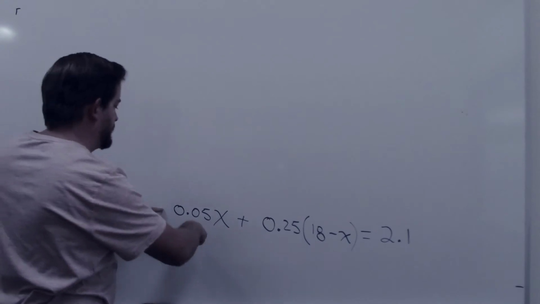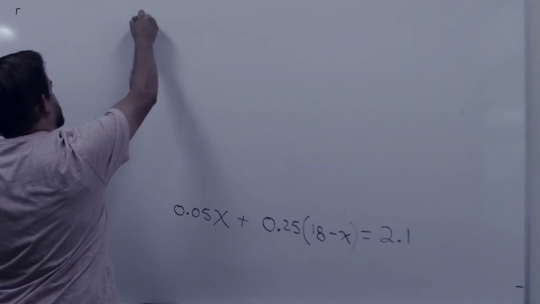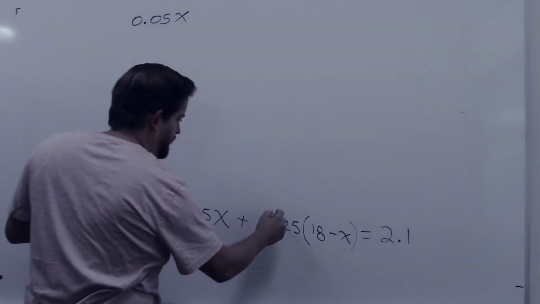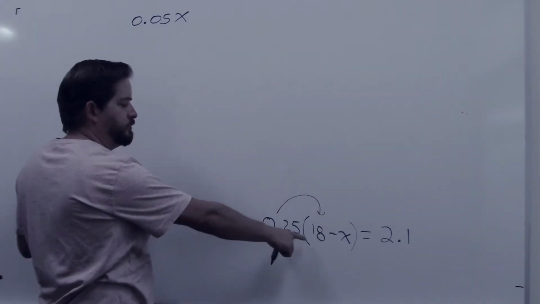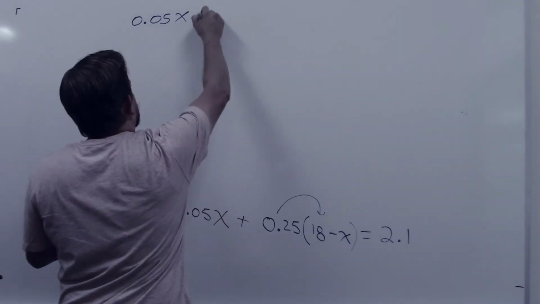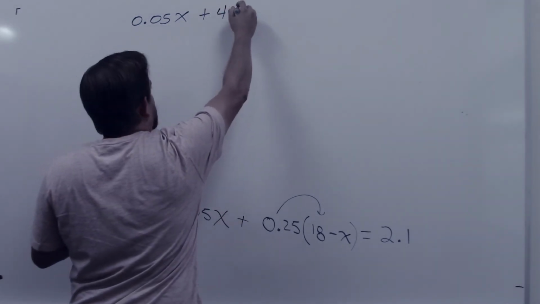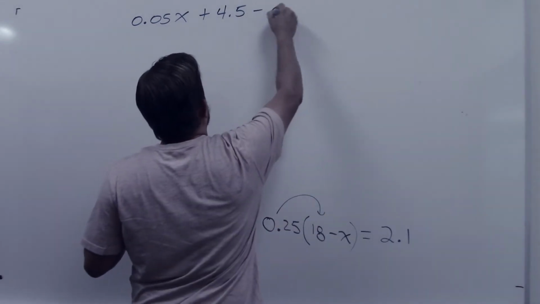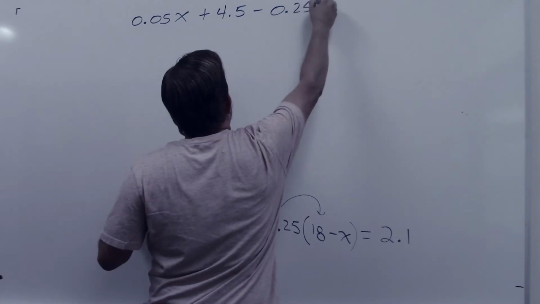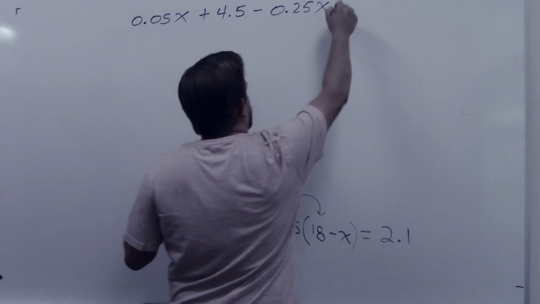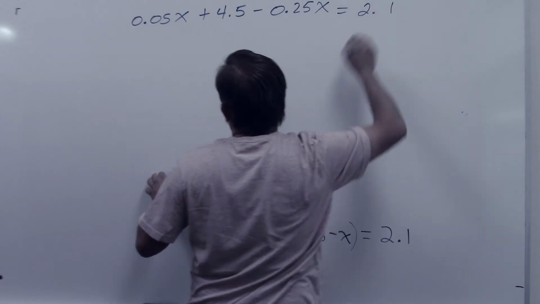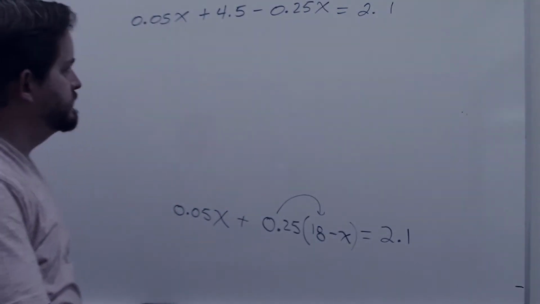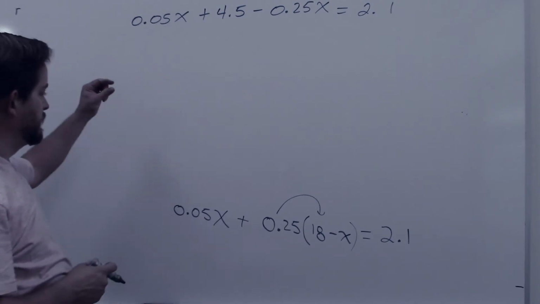So I'm going to rewrite this up here as 0.05x plus, and I will distribute here, so that's 4.5 minus 0.25x, and then equals 2.1. Am I going too high? That might be a wee bit too high. Looks like I can still see it, but I'll keep it a little bit lower.